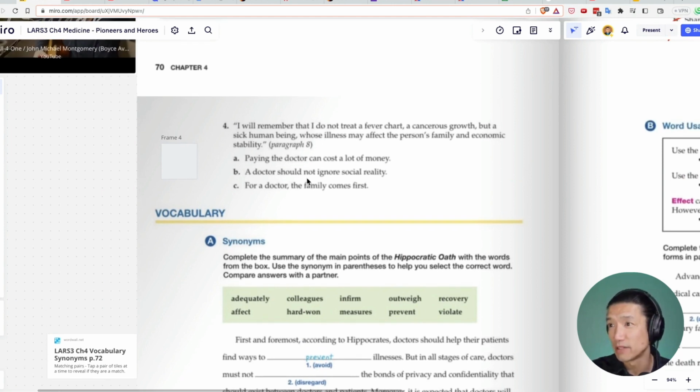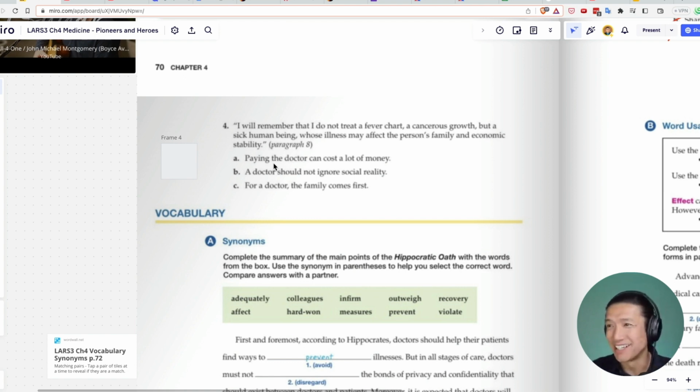Number 4. "I will remember that I do not treat a fever chart, a cancerous growth, but a sick human being whose illness may affect the person's family and economic stability." Okay, it's saying it's more than just the disease. It's more than just the fever. It's more than just a lump, a bump, a mump, a stump.